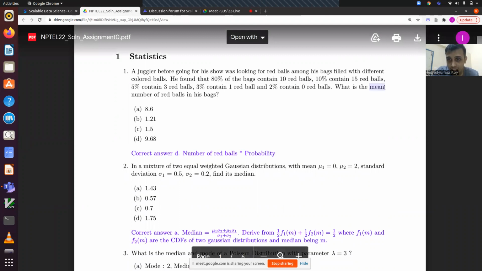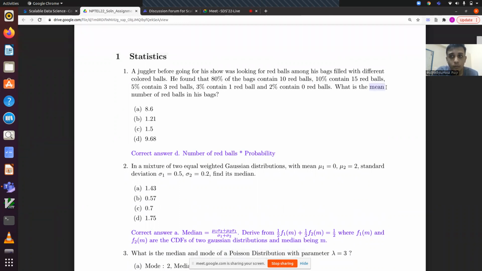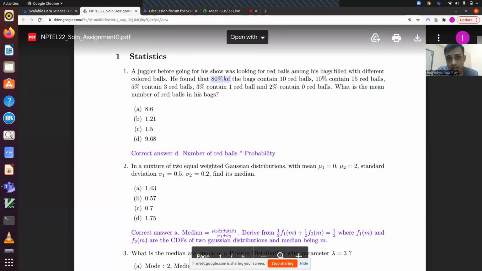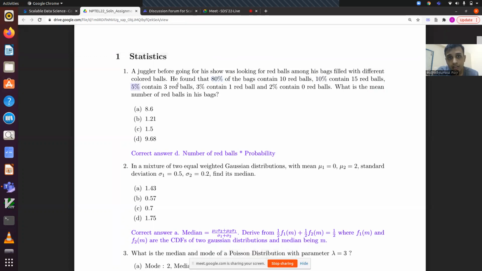So mean and expectation are synonymous, do you understand that? Now, what is the formula for expectation? E of x, where x is a random variable, is the summation over x times p of x. Now, we are given various p values. These are all probabilities, right? Yes, because they add up to 100. 80 plus 10 is 90, plus 5 is 95, plus 3 is 98, and plus 2 is 100.